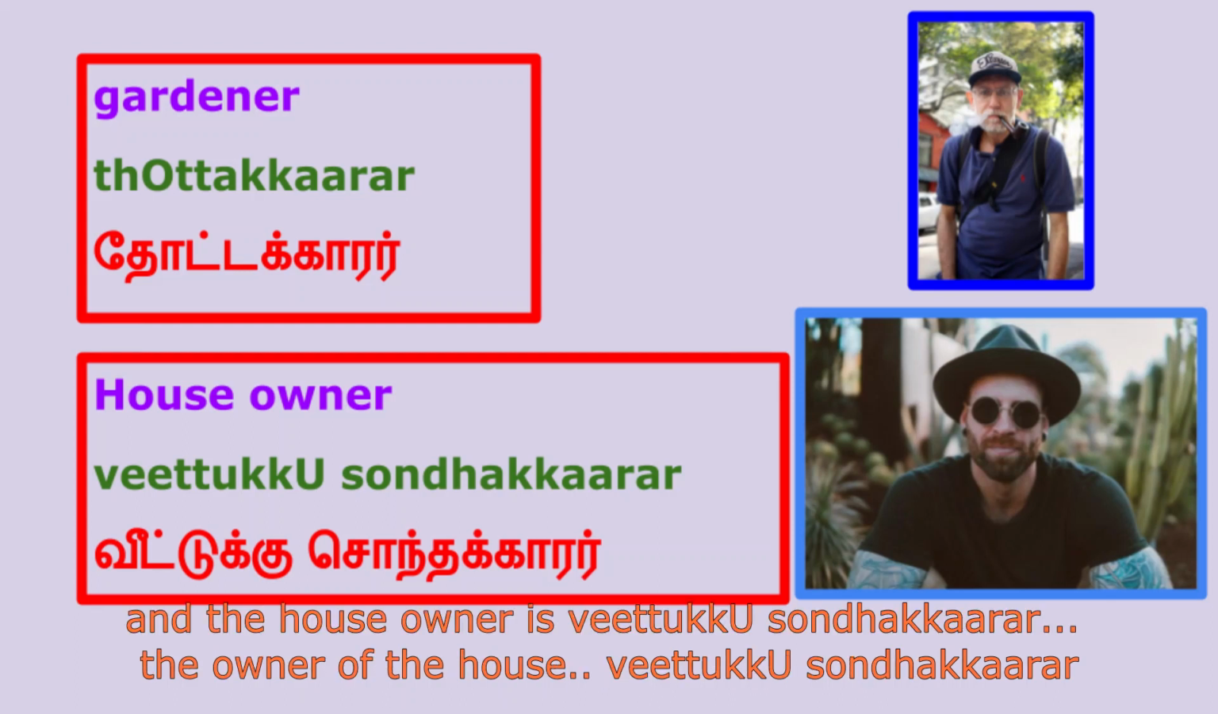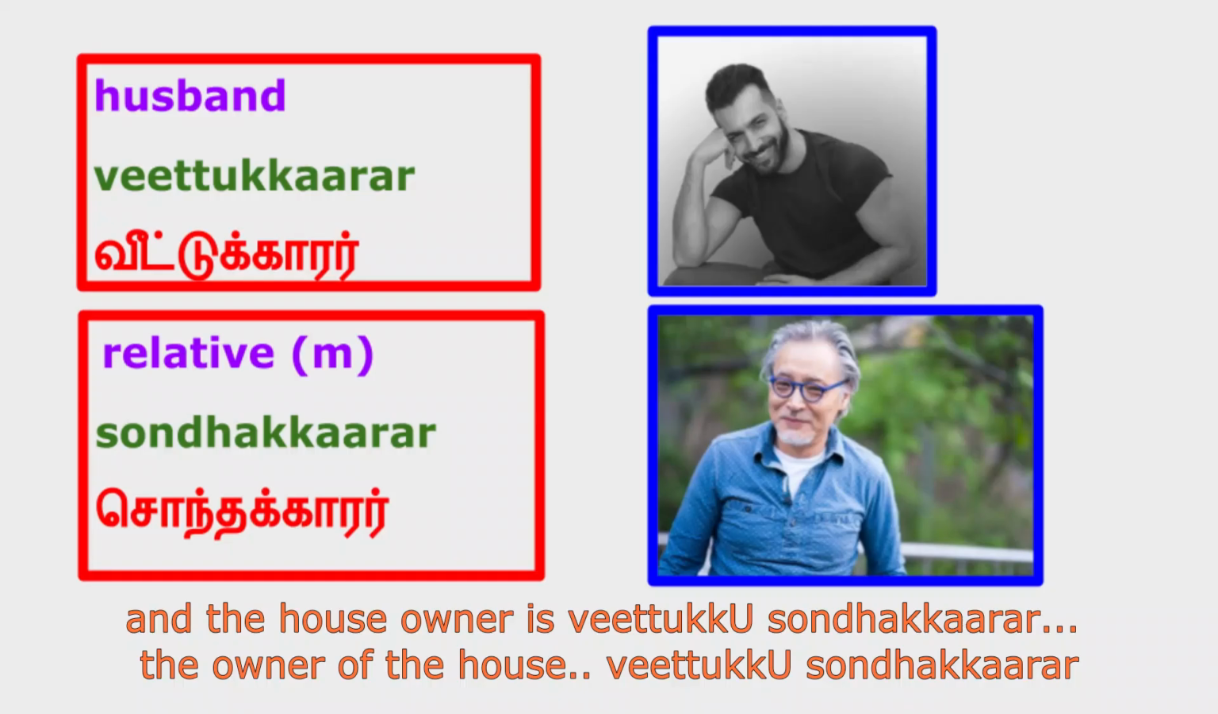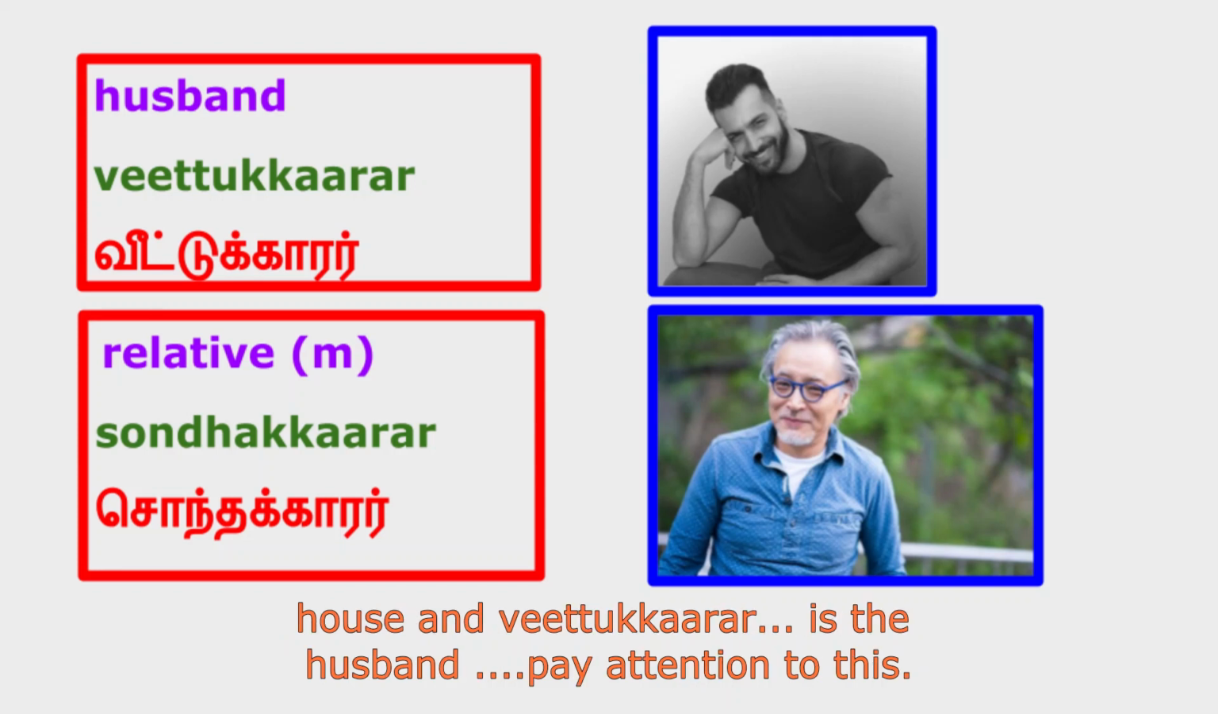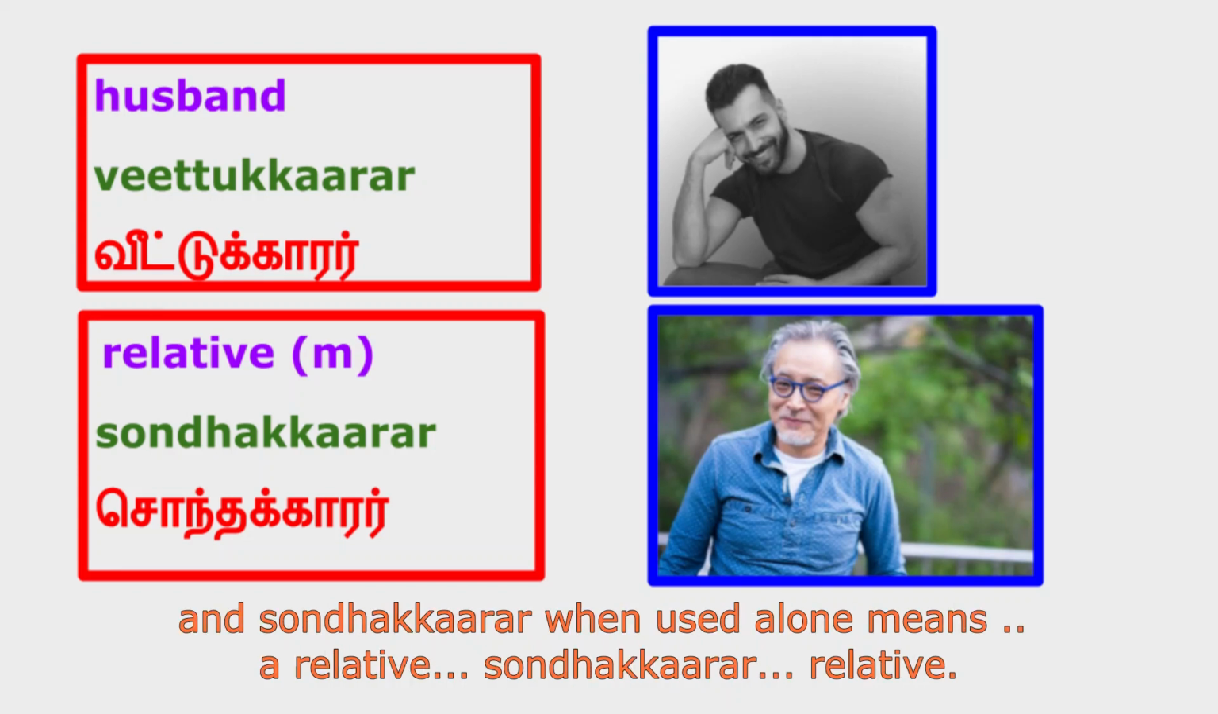Totakarar. And the house owner is வீட்டுக்கு சொந்தக்காரர். The owner of the house. வீட்டுக்கு சொந்தக்காரர். But if you only say வீட்டுக்காரர், it means husband. Veedu means house and வீட்டுக்காரர் is husband. So pay attention to this. And சொந்தக்காரர் when used alone means a relative. சொந்தக்காரர், relative.